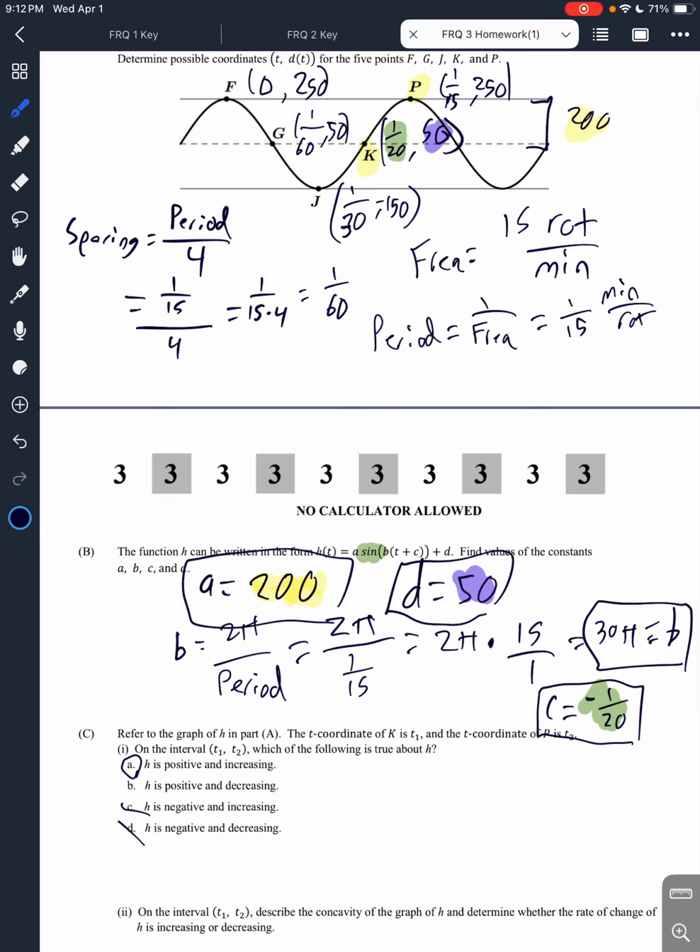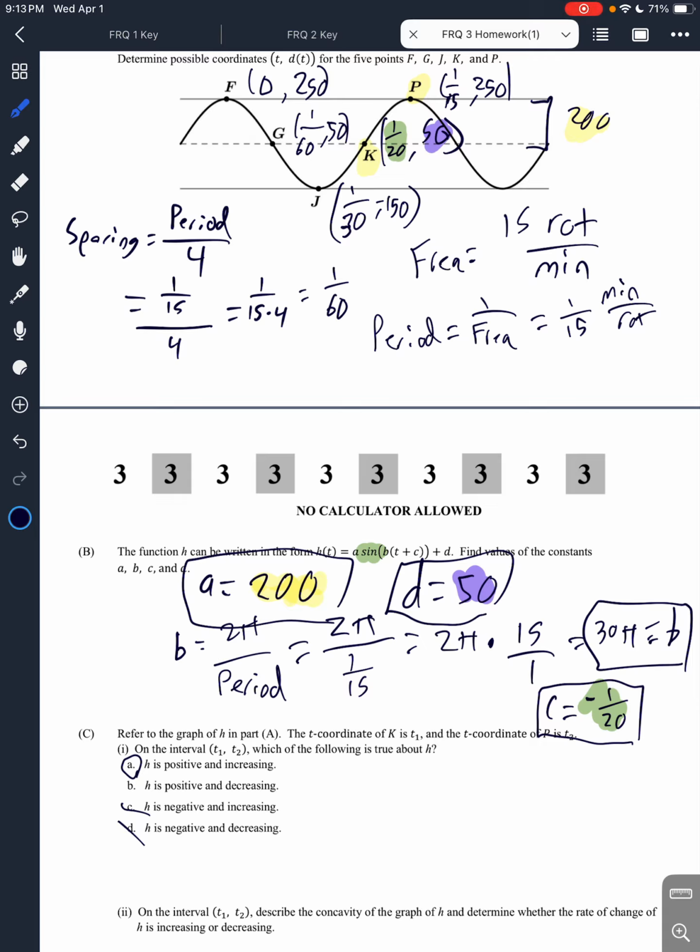Last question, part C2. From T1 to T2, that's the same K to P. Describe the concavity of H and determine whether the rate of change is increasing or decreasing. Sometimes this question will ask you about concavity. Sometimes it will just say, describe how the rate of change is changing. Only put what they ask for. If you put extra info, if it's right, there's no problem. But if it's wrong, you lose the entire point. So only put what they ask for.